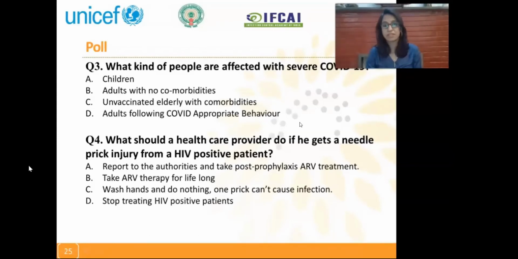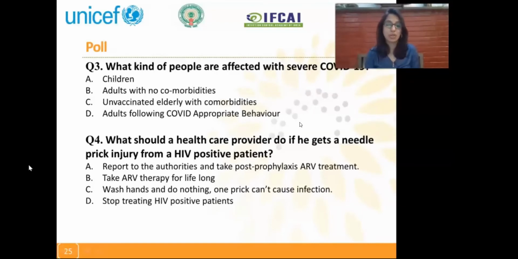What kind of people are affected with severe COVID-19? Is it children, adults with no comorbidities, unvaccinated elderly with comorbidities, or adults following COVID appropriate behavior, who are likely to be more affected with disease? Take your time, choose the correct answer. What people are affected with severe disease? I hope you have marked your answer.